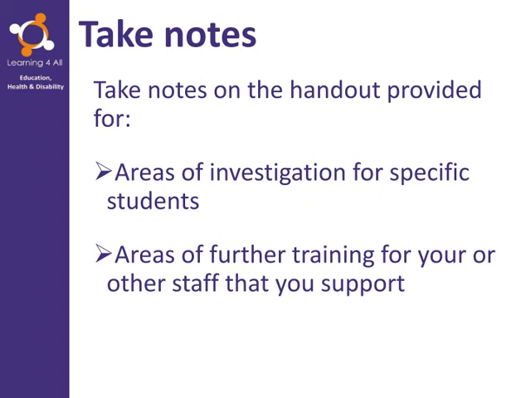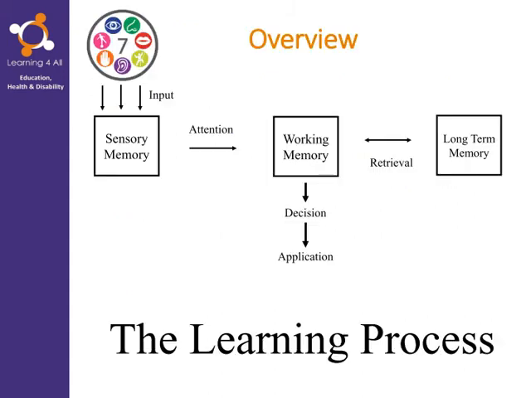I've provided a handout for you to be able to take notes. There's 2 tables on there. The first table is for you to identify student names and where you might start thinking that errors might be occurring in their learning process. And then the second table is for you to be able to identify training for you or any staff that you might be supporting.